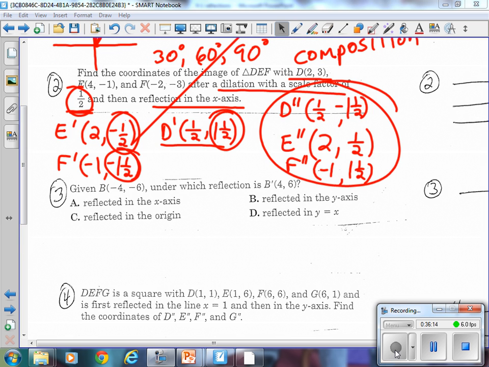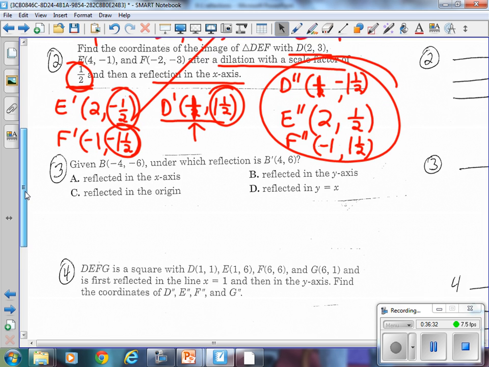This would be right if I hadn't messed up right here. That should be 1. D prime, that should be 1 right there. Half of 2 is 1, not 1/2. So that should be 1 right there. I get in a hurry and don't pay attention to what I'm doing.